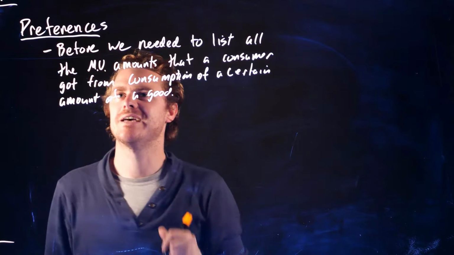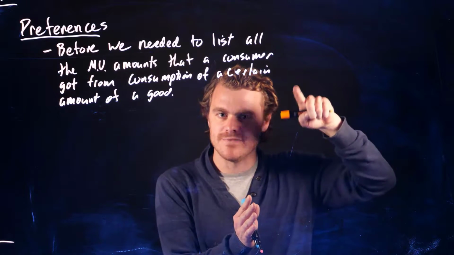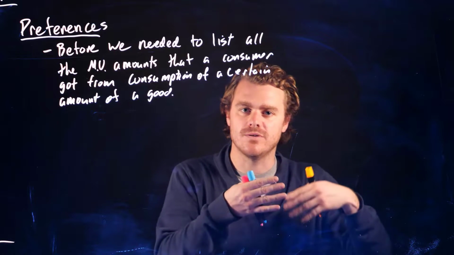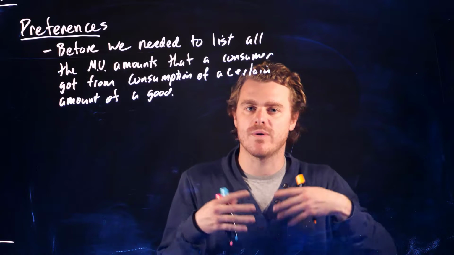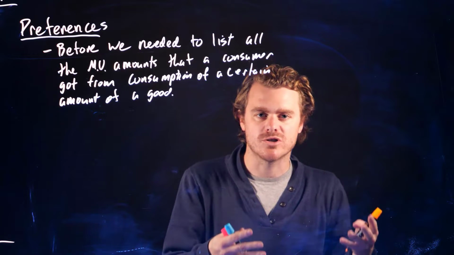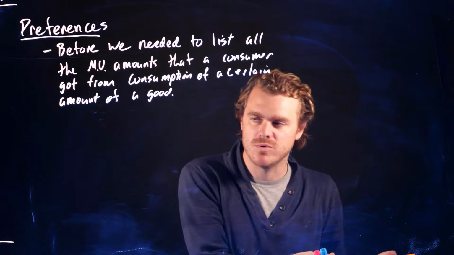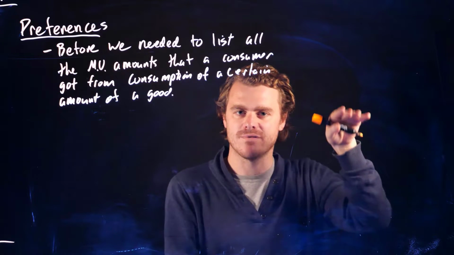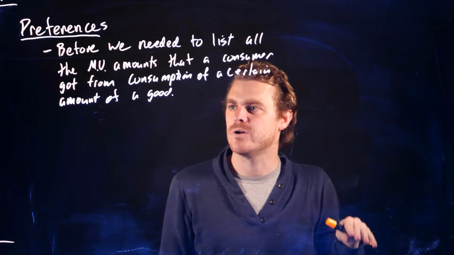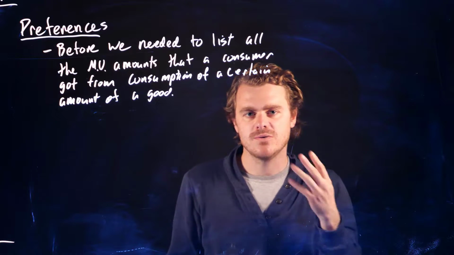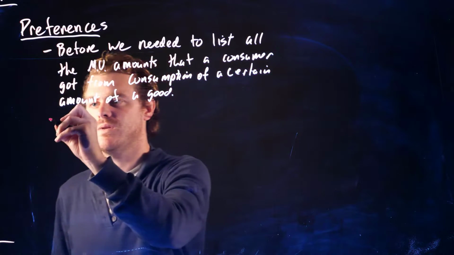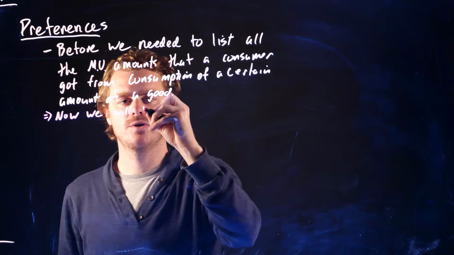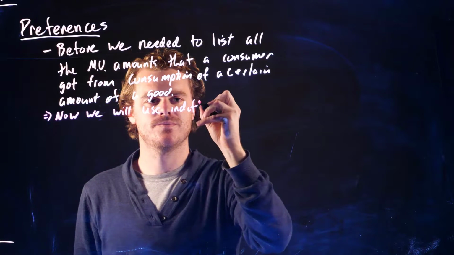It's a pretty long, convoluted sentence, but basically before we had to list all the different marginal utilities associated with all the different quantities, right? And we talked about diminishing marginal utility, so the more we consumed or purchased of something, the marginal utility of that consumption would go down. We had to list all the marginal utilities we got from consuming the first good and then the second and the third. Now we will use indifference curves.